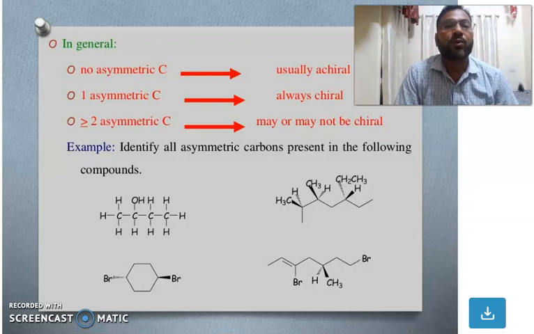So in general, no asymmetric carbon, usually achiral. One asymmetric carbon, always chiral. Two asymmetric carbons may or may not be chiral. For example, you can look here. Identify all asymmetric carbons present in the following compounds.